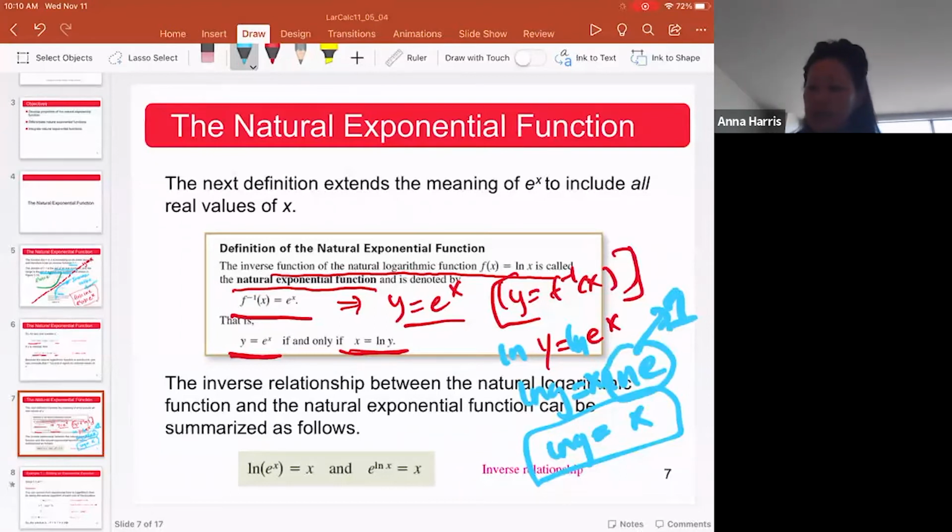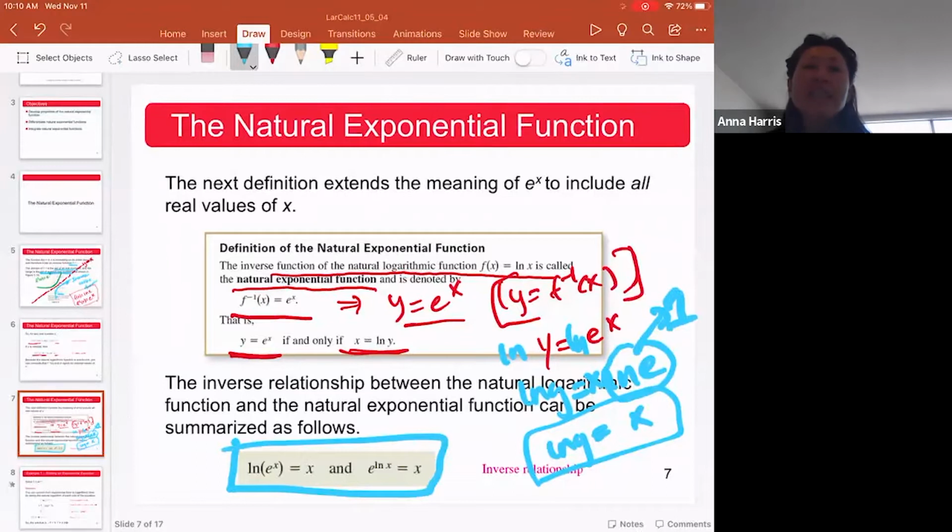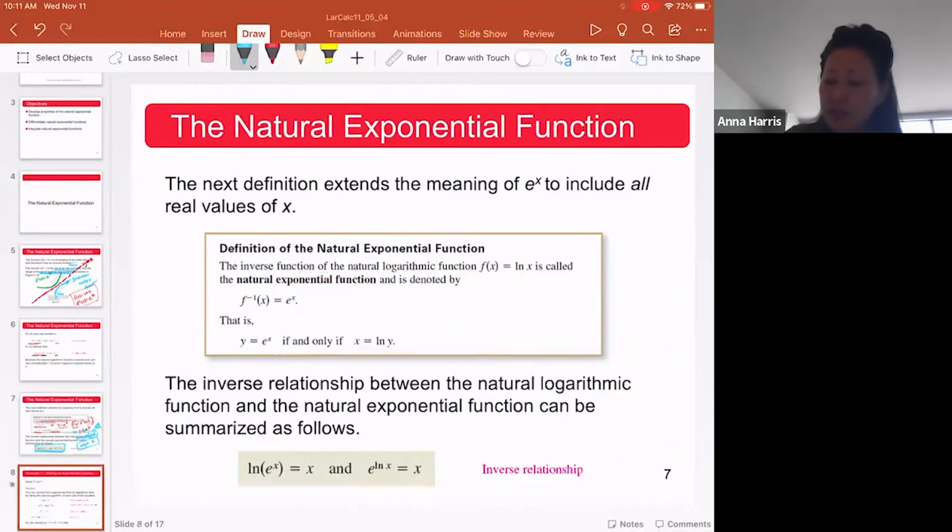Okay. So this is a relationship. So you know it: natural log of e to the x is the same as x. E to the natural log of x is the same as x. Okay. Remember this combination.